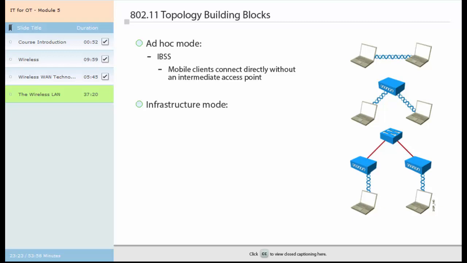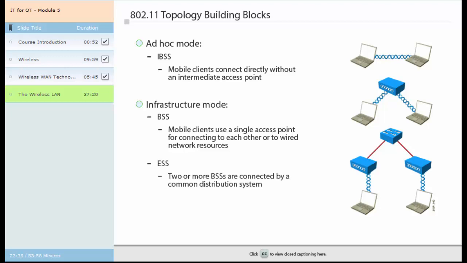There are two implementations of infrastructure mode. Basic service set: in this implementation, mobile clients use a single access point for connecting to each other or to wired network resources. Extended service set: in this implementation, 2 or more BSSs connect by a common distribution system.